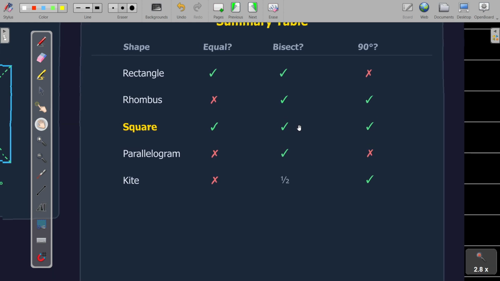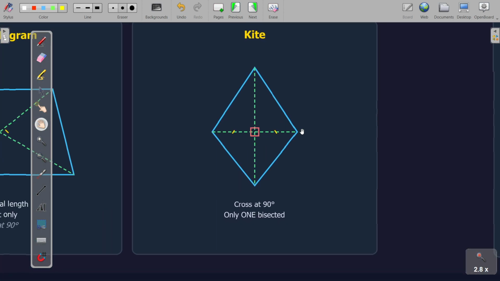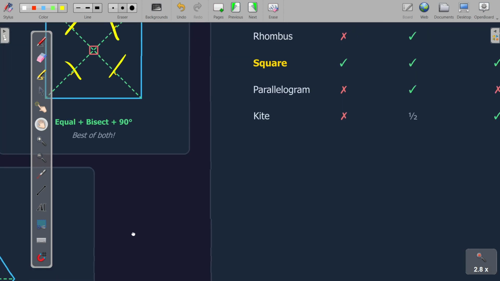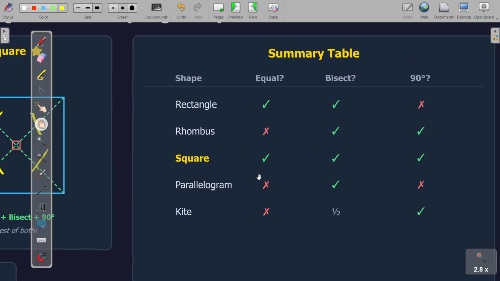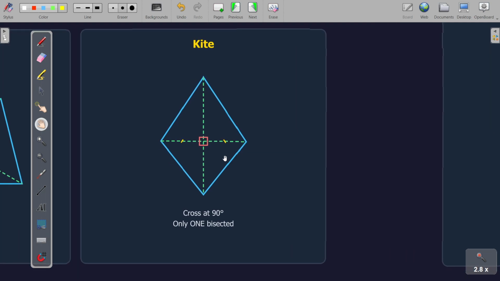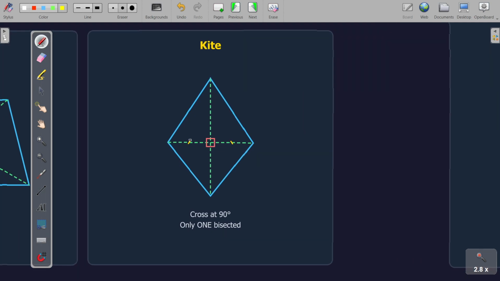The parallelogram only bisects. Whereas with a kite, they do have 90 degrees. They are not equal. They do bisect at each other, and they do cut this into half, which means that this is equal. Okay? But the long vertical one does not really cut into half. So only these ones are equal.